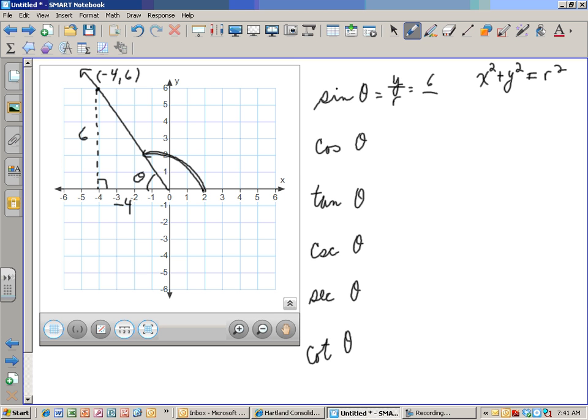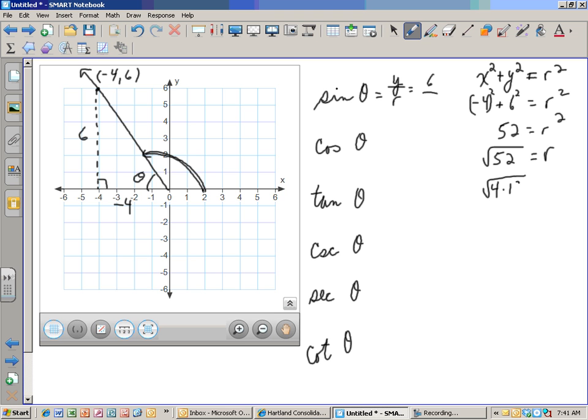And my x value is negative 4. Y value is 6. 16 plus 36 is 52. So r is equal to, always positive, square root of 52, which I can write as 4 times 13, which is 2 square root of 13. Two square root of 13.